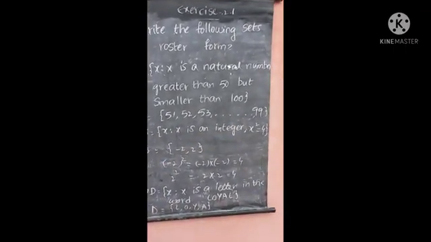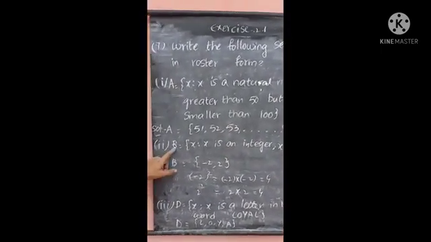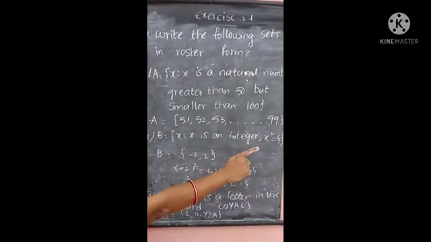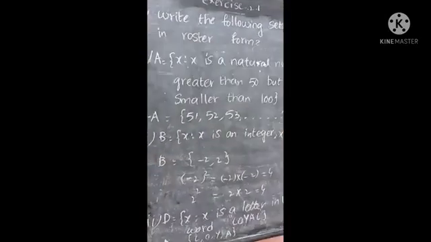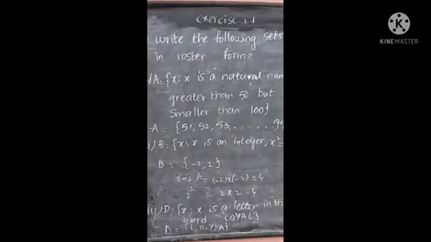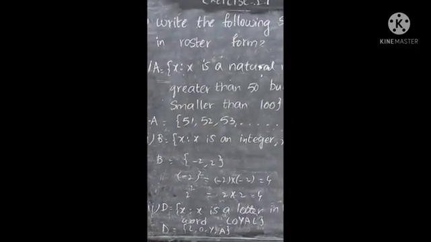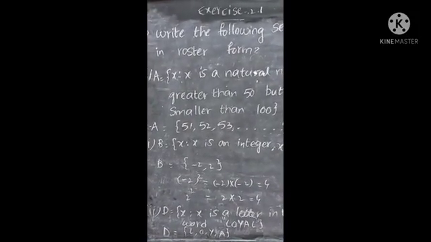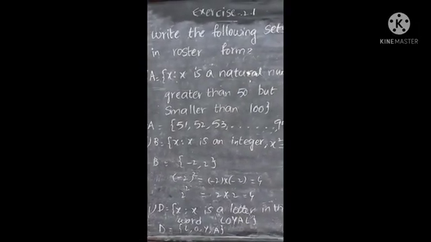The second one, B is equal to x such that x is an integer, x square is equal to 4. Here x is the element which belongs to the integers. Integers means including 0, positive numbers and negative numbers also come. So 0, minus 1, minus 2, next plus 1, plus 2, plus 3, plus 4 and so on. Positive numbers and negative numbers including 0 are the integers.